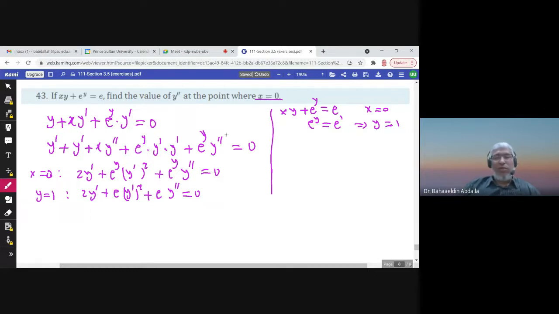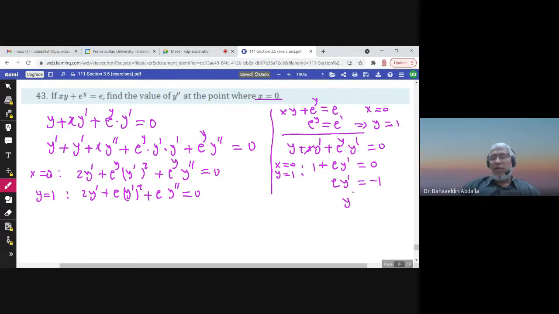So go back to this equation now. y plus x y prime plus e to the y times y prime is 0. Put x 0 and y 1 in this equation. y is 1. x is 0, so this would be cancelled. e to the power 1 times y prime is 0, so e y prime is negative 1. So y prime is negative 1 over e.